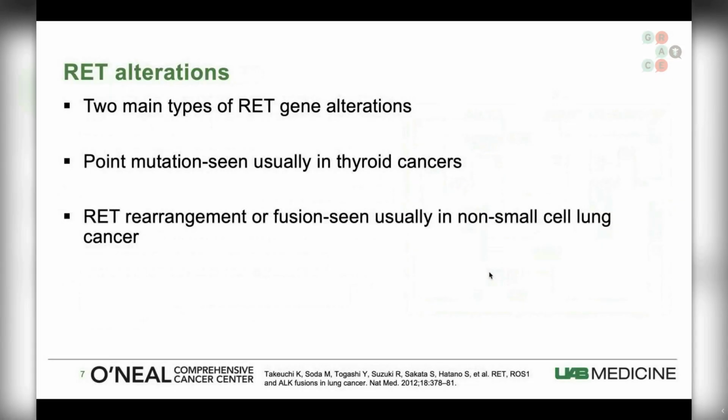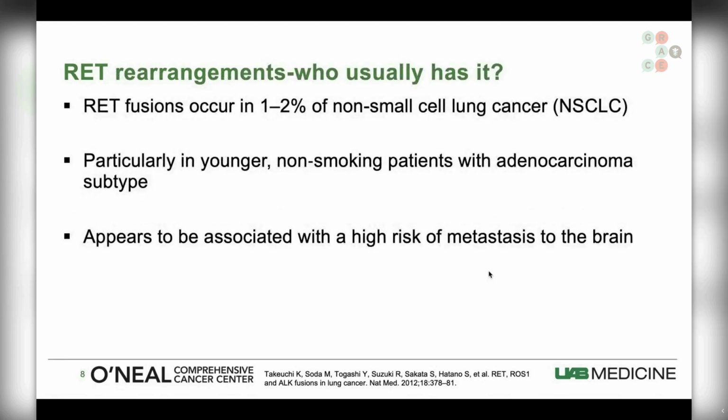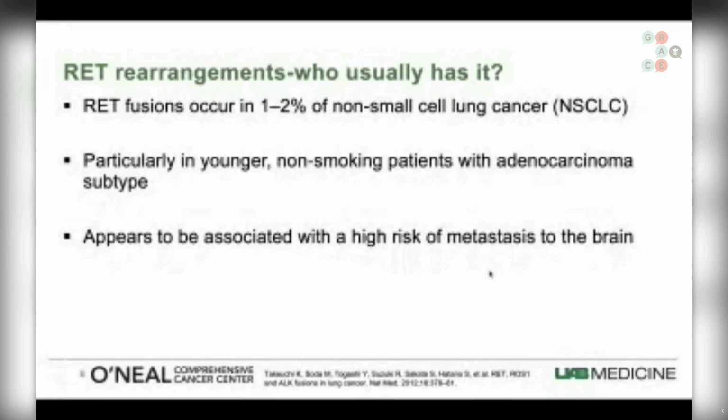The two main types of RET gene alterations are point mutations, which we don't usually see as commonly in non-small cell lung cancer. We see it more commonly in thyroid cancers. And there are the RET rearrangements or fusions that we see more commonly in non-small cell lung cancer. These occur in about 1 to 2% of non-small cell lung cancer patients.